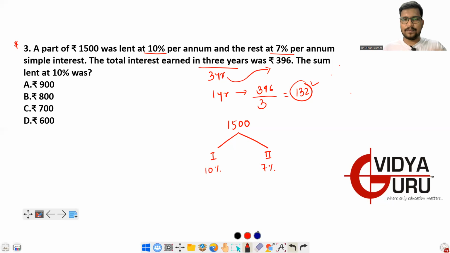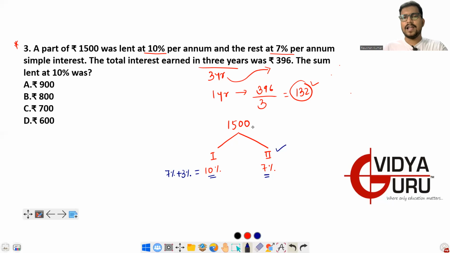So see here what I am doing. We can write 10% equal to 7% plus 3%. Why have I written 7% plus 3%? Because I am concerned about the 7%, and the rest part is 3%. So for 1500, the first part at 10%, the second part at 7%, I have written 10% is equal to 7% plus 3%, right? Now try to understand the concept here.